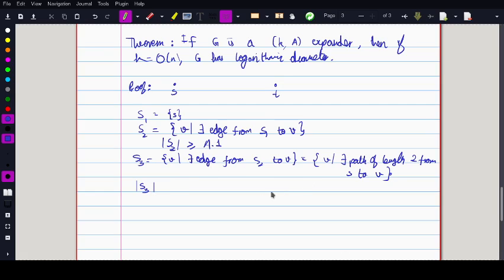So again using the expander property, and we can use that because we know that K is order n, we know that this one has size greater than or equal to A times the size of S2, which is A again, which is greater than or equal to K.